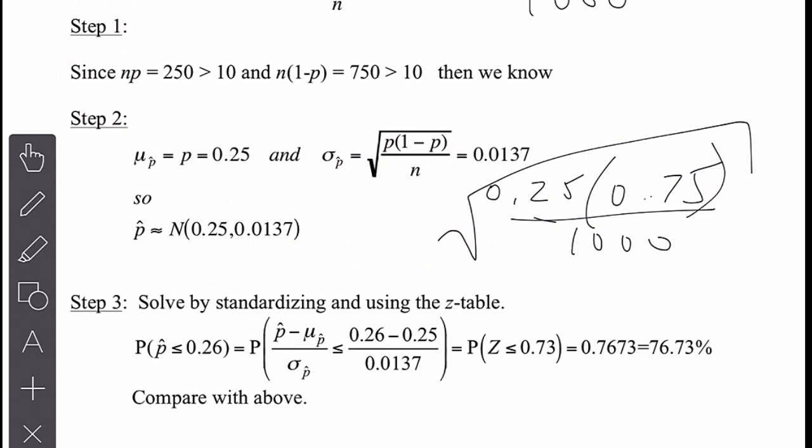The question was, find the probability that the sample proportion is less than or equal to 26%. Standardizing that with these parameters, I get the same result, of course. So if you're using a different set of parameters for the different statistics, you will only get the same answer if you do it right. Okay?